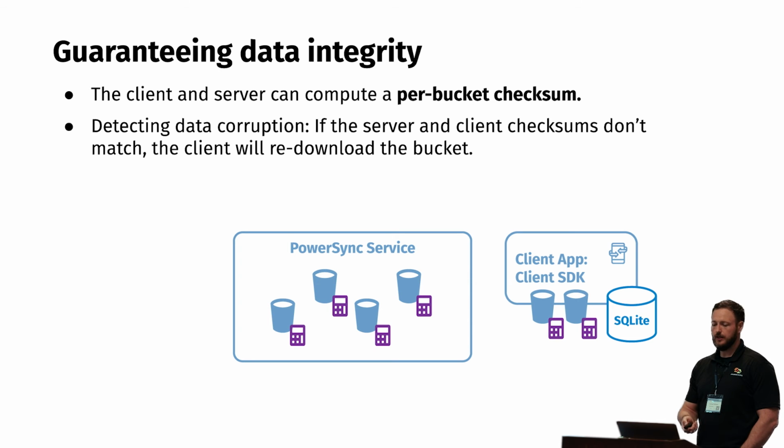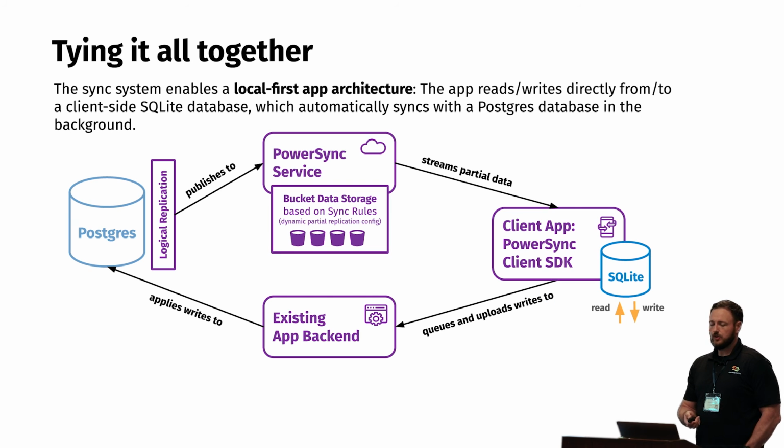And in data integrity, what happens if the data gets corrupted? That's pretty simple. We just basically compute a per bucket checksum on the client and server side. And if there's a checksum mismatch, then we re-download the bucket. So tying it all together, you can see how this enables kind of an active-active replication between SQLite and Postgres in a way that is kind of not invasive to Postgres. You can plug it in and easily remove it again, and that enables that kind of local first architecture.